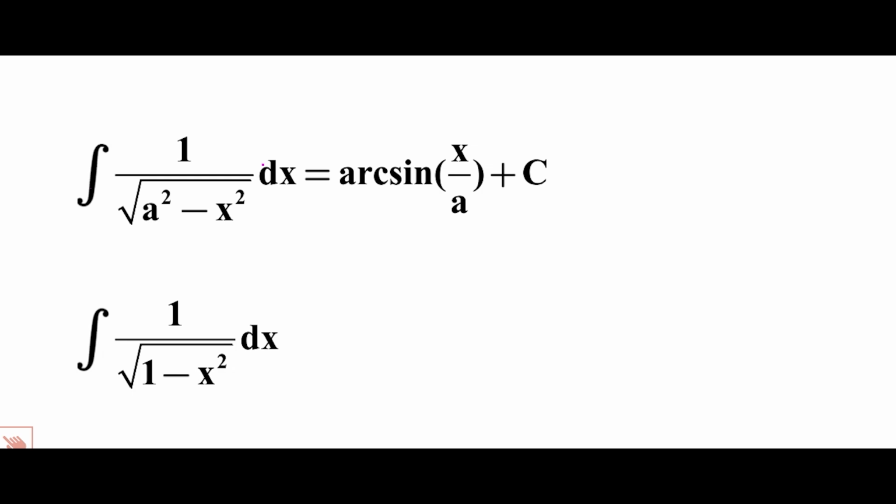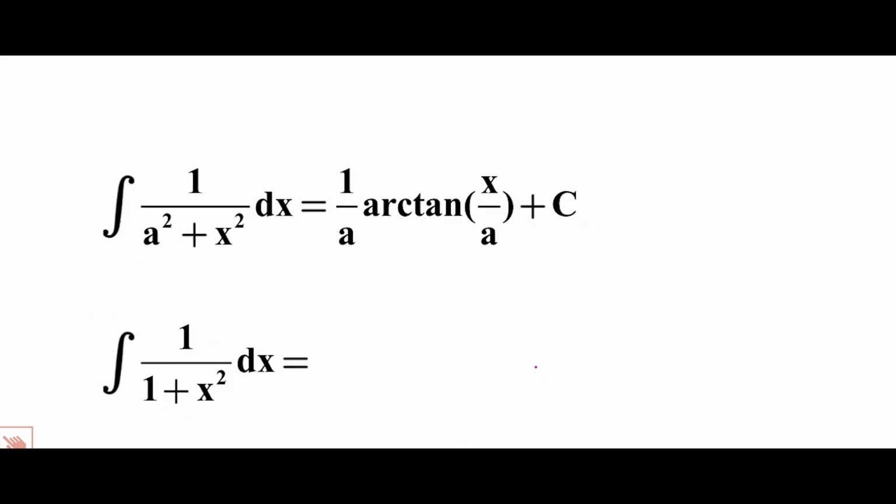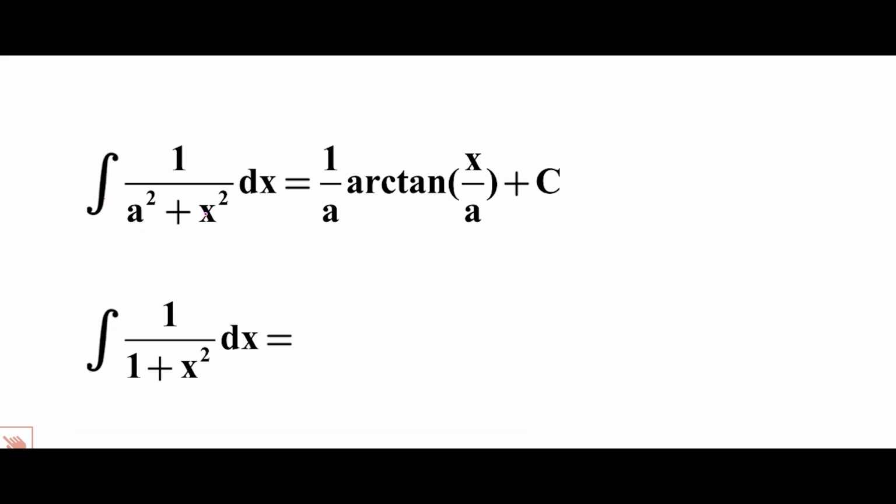In this video, we're gonna learn the inverse trigonometric integrals from Calculus 1. The two most important formulas are the integral of 1 over the square root of a squared minus x squared dx equals arcsin of x over a plus c, and the integral of 1 over a squared plus x squared dx equals 1 over a arctangent of x over a plus c. These are the main inverse trig integrals you should know in Calculus 1.